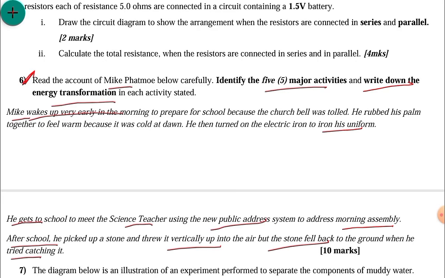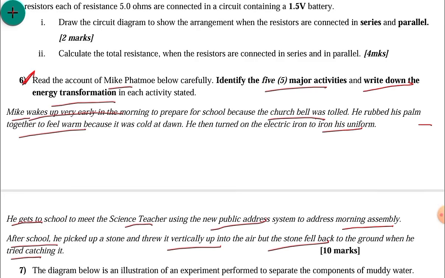Now, how did he wake up? He woke up because the church bell was tolled. So the church bell tolled made him wake up. So that's the sound energy to the mechanical energy. Then for the second activity, Mike rubs his palms together to feel warm. So rubbing his palms together, that's mechanical energy coming in. So once he rubbed his palms together, he generated some form of heat. So that's from mechanical energy to thermal energy.